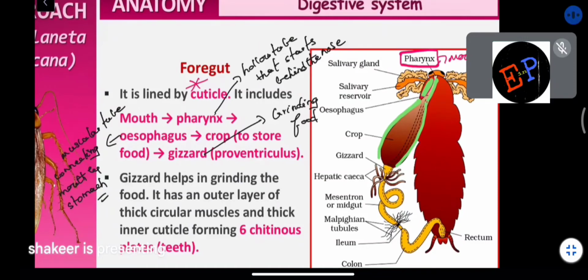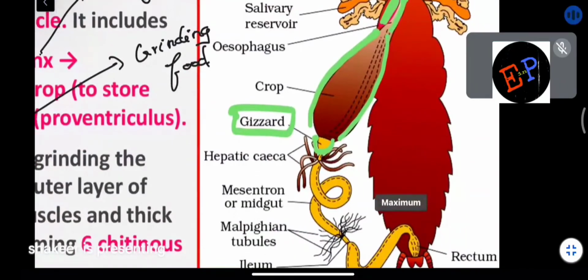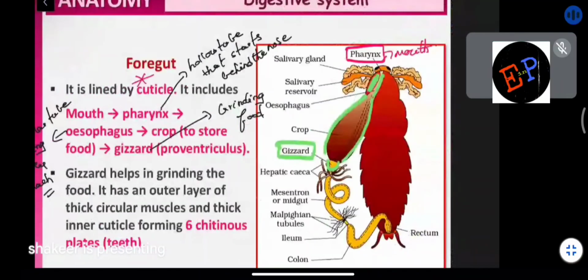Okay, and the crop is again connected to this small yellow region which is called the gizzard. And what is the gizzard? You are able to see, no? This small region is called the gizzard. Clear? And what is the function of this gizzard? Digestion. For grinding of this food, this gizzard is responsible.